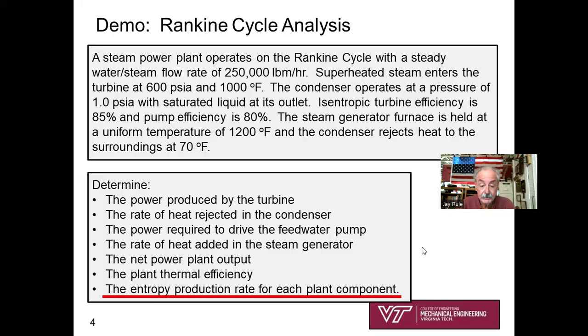Here's our assignment. Determine the power produced by the turbine, the rate of heat rejected in the condenser, the power required to drive the feed pump, the rate at which heat is added in the steam generator, the net power plant output, that's W dot net, the plant thermal efficiency, and then finally, the hardest part, which dabbles in master's level work, the entropy production rate for each plant component. And I've underlined that because we want to compare. Not only do we want to get the numbers for each component, we want to compare them. And what does this teach us?